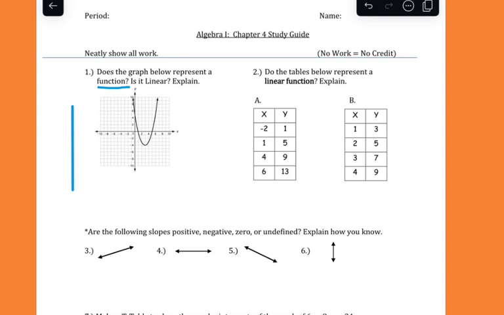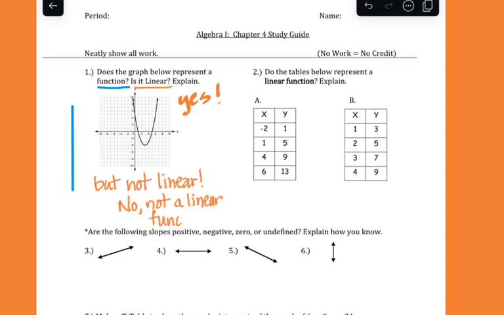And so let's take a look. We know it is a function, but no, it's not a linear function because it's not a straight line, right? Not a straight line.